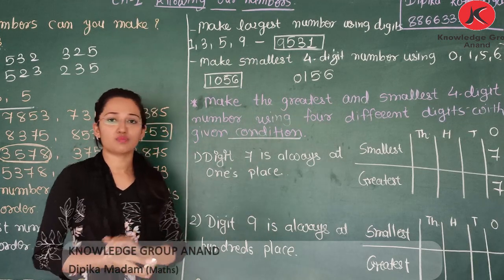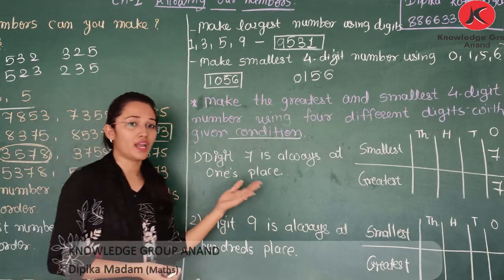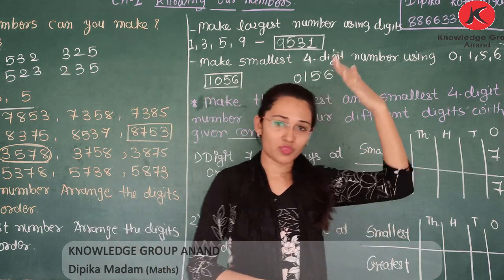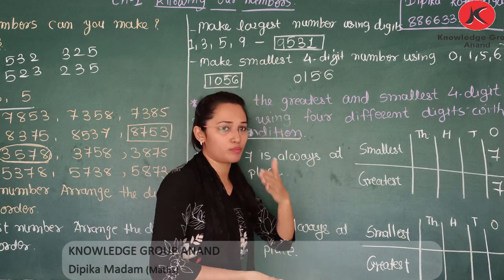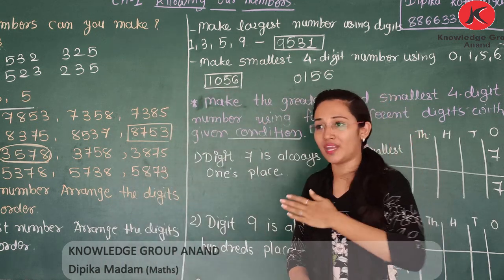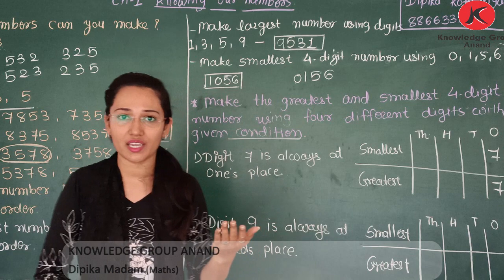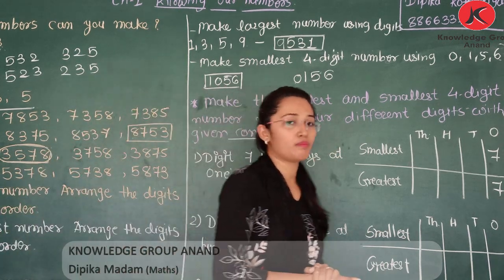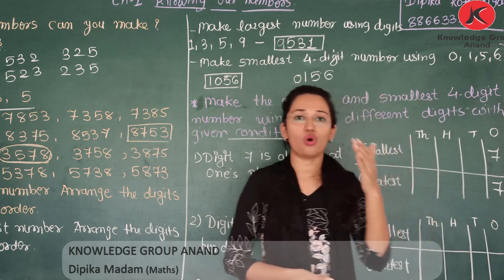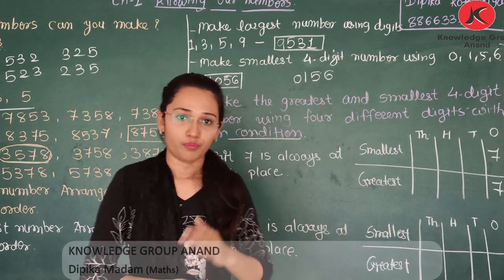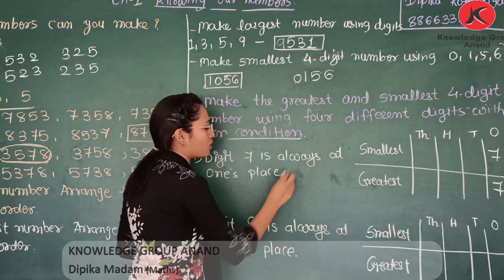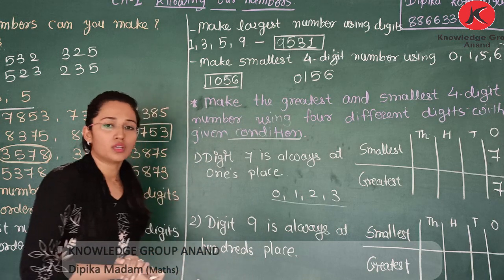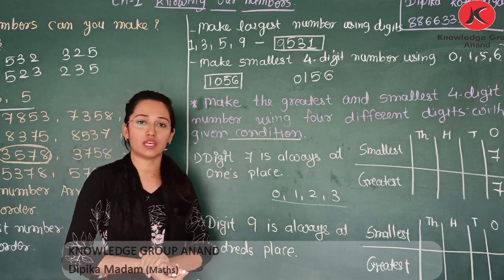Now to make the smallest number, which digits do we need to use? From the starting, 0, 1, 2, 3, because these are smallest. If you take 9, 7, 8, that is the greatest number, and there are smaller numbers too. That's why to make the smallest number we need to select 0, 1, 2 or 3. So first we can use any digit from 0, 1, 2, 3 from the given digits.